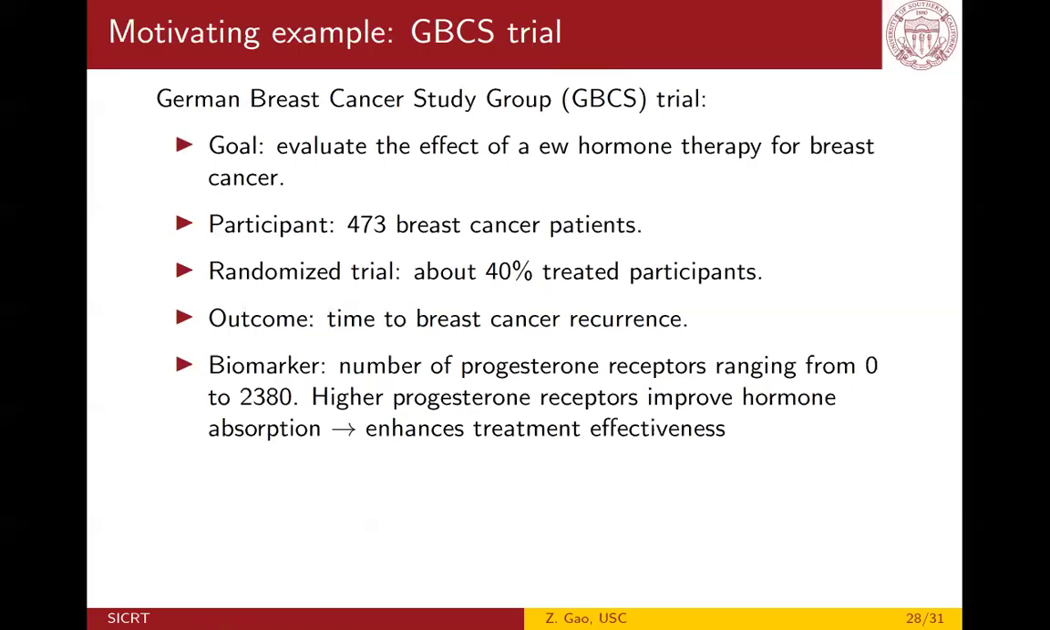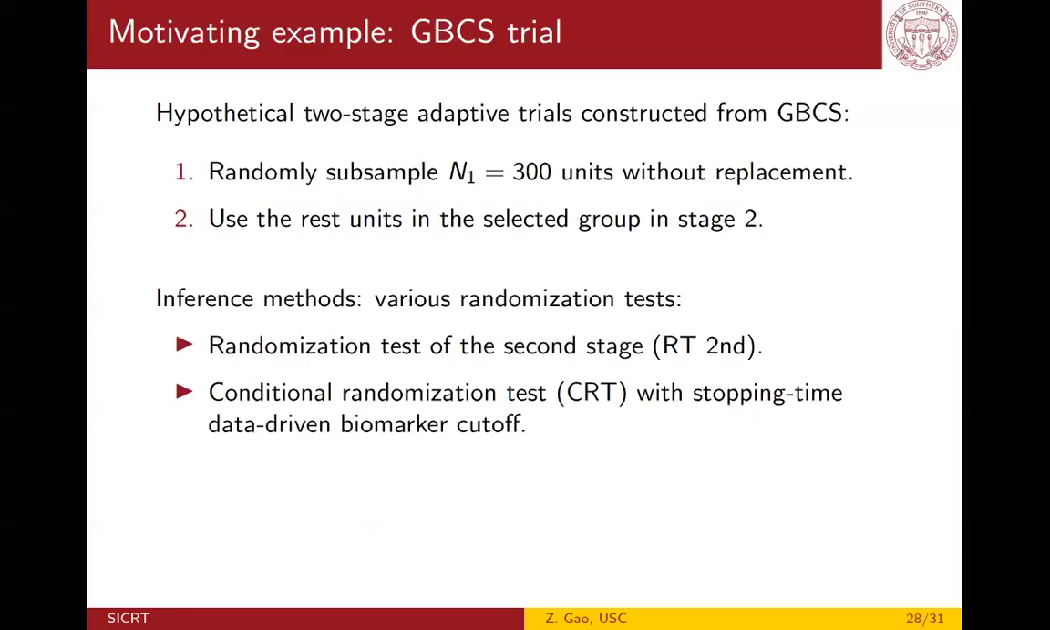So this is a GBCS trial where they're studying whether a hormone treatment is effective for breast cancer or not. And the biomarker here is a type of receptor, and they believe that if a patient has more receptors, then they can absorb the hormone better, so that the treatment effect is larger.